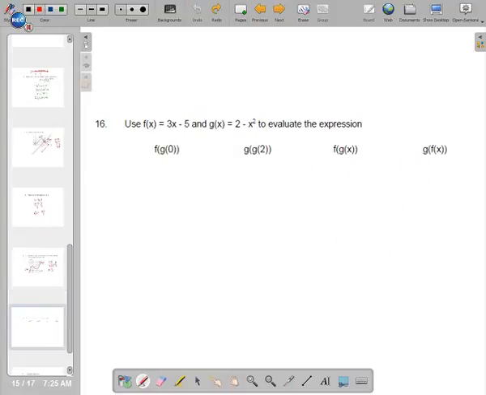We're going to do f of g of 0. So first I'll find g of 0. 2 minus 0 squared is 2 minus 0, which is 2. And then I'm going to take 2 and plug it into f. So f of 2 is 3 times 2 minus 5, so f of 2 is 1. So f of g of 0 is 1.